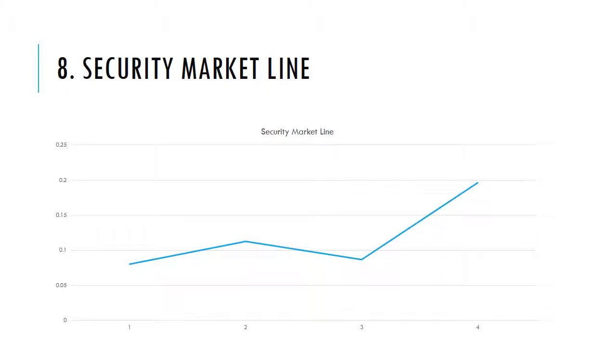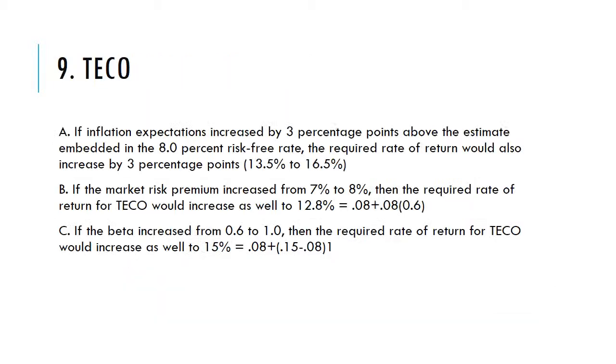So here's the security market line I calculated, and all it is is a representation of the capital asset pricing model. So what would happen to TECO if the required rate of return of inflation increased by 3 percentage points, above the estimate embedded in the 8.0% risk-free rate? Well, the required rate of return would also increase by 3 percentage points, from 13.5% to 16.5%.